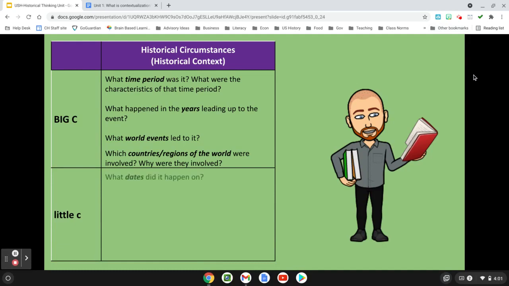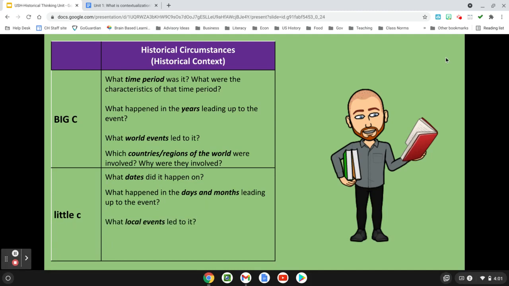And then when we're looking at little c, we're going to be focusing more on the direct event itself. Which dates did it happen on? What time did the Civil War start? That's something we would be asking ourselves if we're considering this. What happened in the days and months leading up to the event? The firing at Fort Sumter is the thing that triggered the Civil War, but there are obviously other events leading up to that that made it happen, but that would be our little c context of the Civil War.